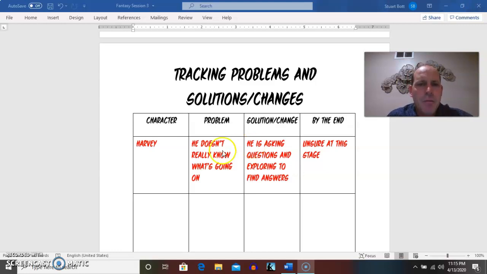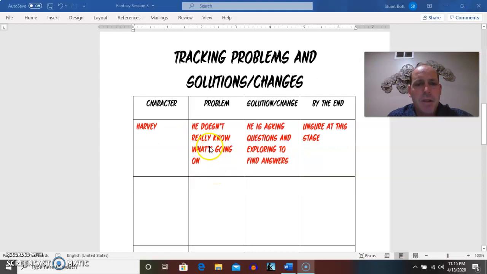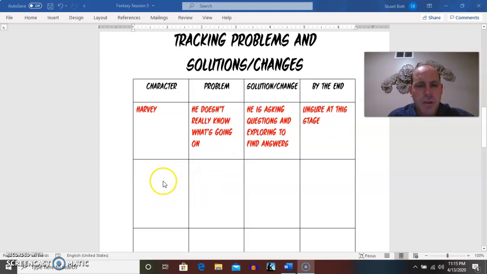Harvey is the main character, and his problem is that he doesn't really know what's going on. The solution to change that is that he's asking questions. It's like last lesson, when we were asking questions to learn alongside the characters, but he's also exploring to find out the answers, because he's got a few questions. And my last thing, generally by the end of the book, possibly the end of a chapter, I'm unsure at this stage. So if I was going to do another one from the last chapter, I just need to click in there.